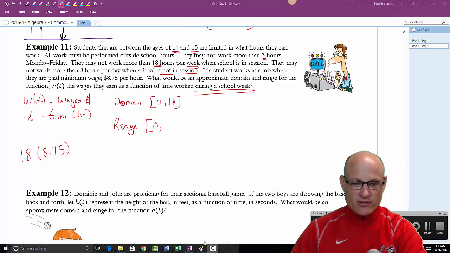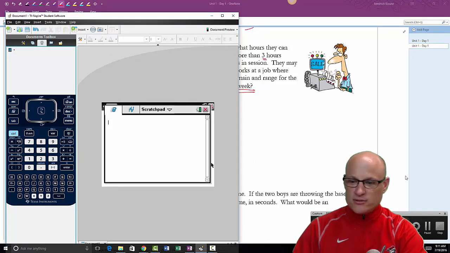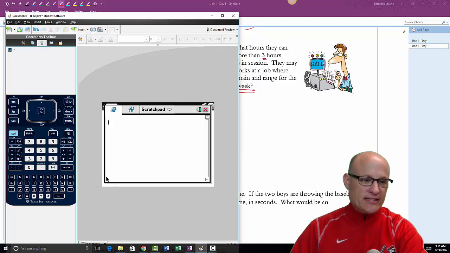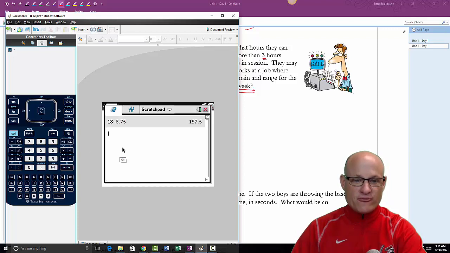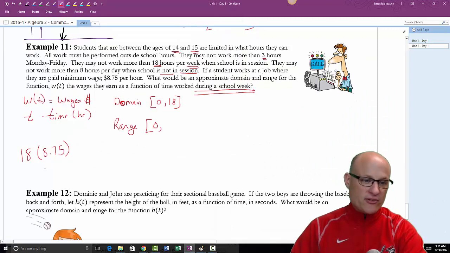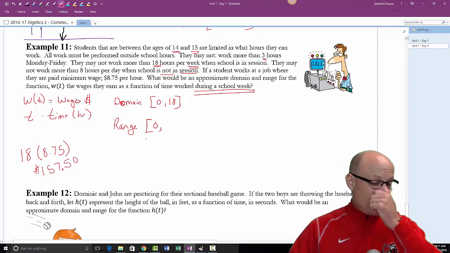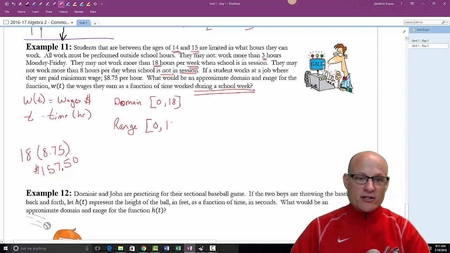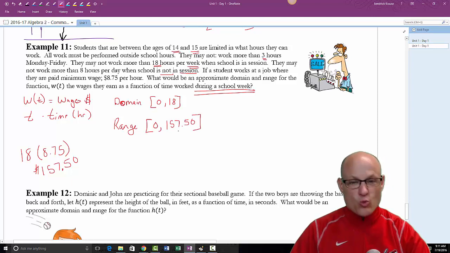So I come over to my calculator and I go 18 times 8.75, and I get 157.50. Shoot, I keep going the wrong things. 157.5. Don't put 5 there. Put 50. So the most amount of money I can make is $157.50. So that would be my range.